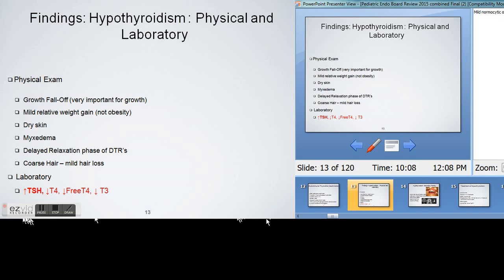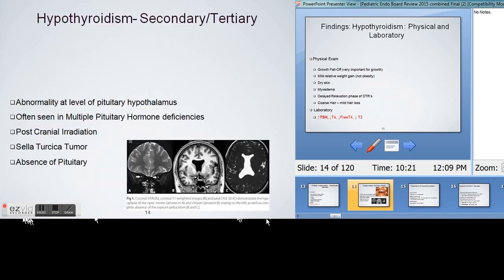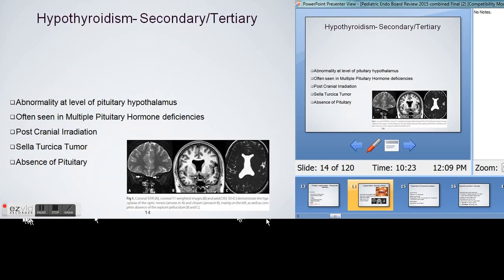They tend to have dry skin, myxedema, and when we do their reflexes, they tend to have delayed reflexes, which we sometimes call hung-up reflexes, because it takes a little while for the relaxation phase to occur. They tend to have coarse hair, brittle hair, dry hair, and this hair may fall off, leading to hair loss. When we do the labs, they'll have increased TSH, low free T4, low T4, and low total T3.